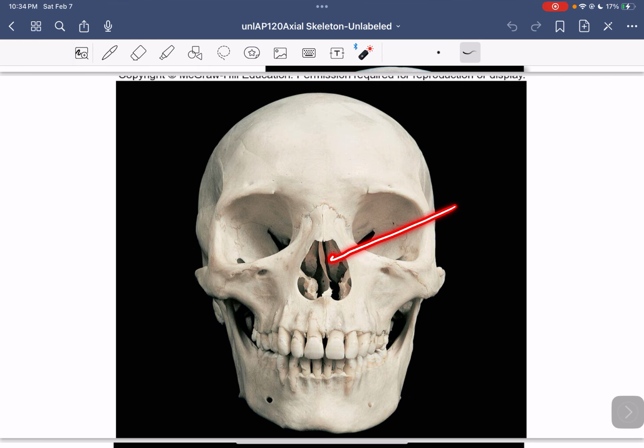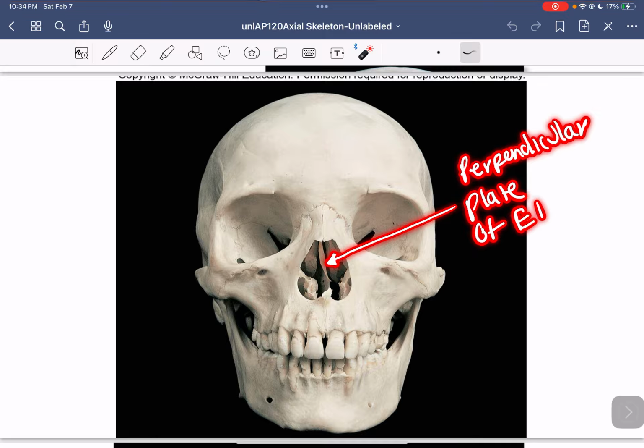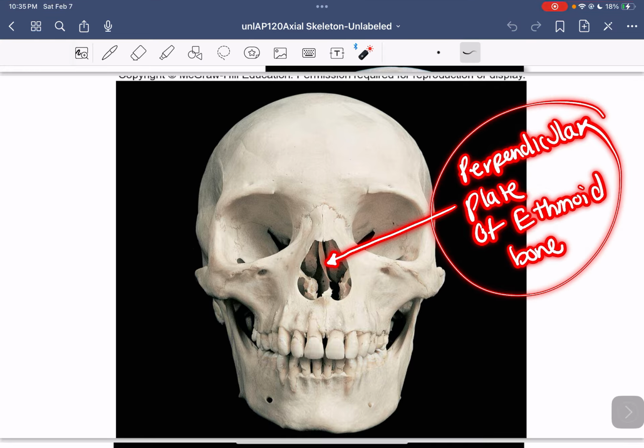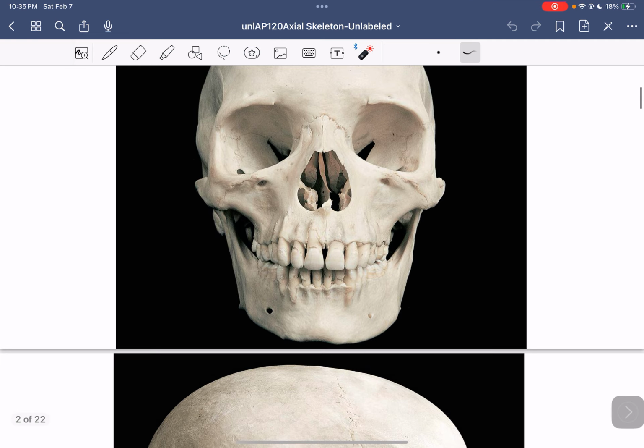The first will be this superior kind of plate. This is going to be our perpendicular plate of the ethmoid bone. It's a pretty long name, but it's the perpendicular plate of the ethmoid bone. The inferior part that's making our inferior nasal septum, which again is that kind of border, is called vomer. And together, again, they make that nasal septum, which divides our nasal cavity. Okay, so let's take a look at some other bones here.